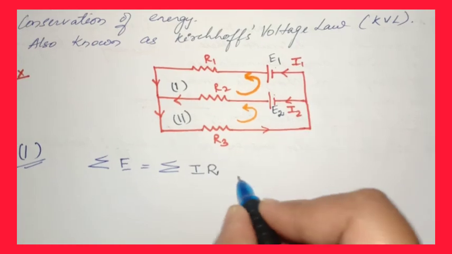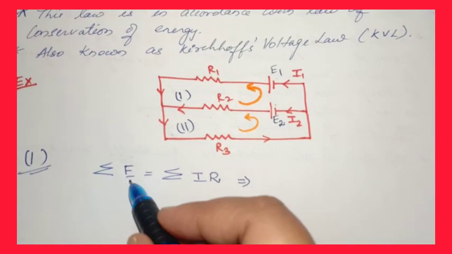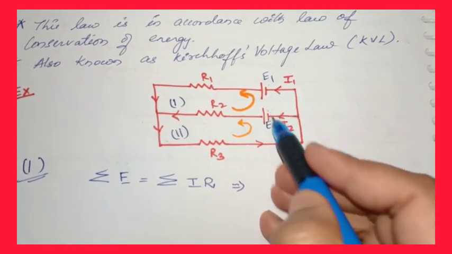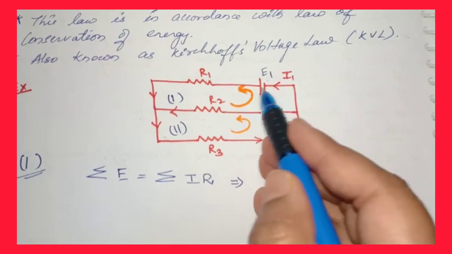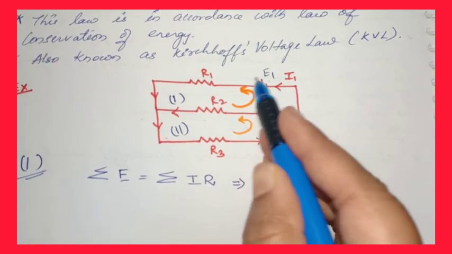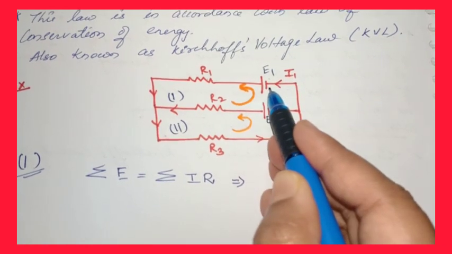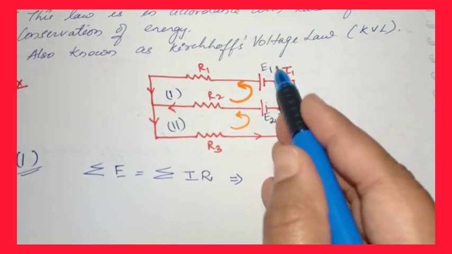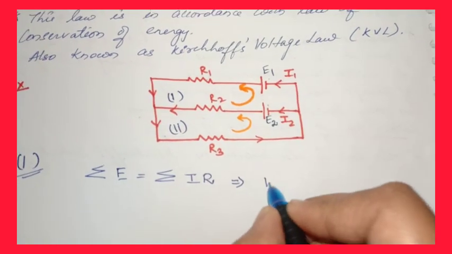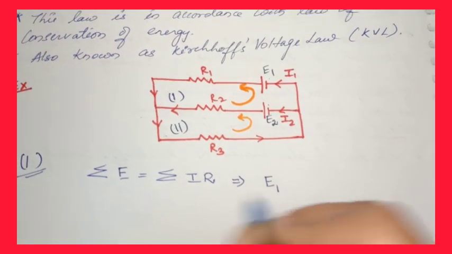So students, you can see here how many EMFs are there. There are two EMFs in the first loop. So the first loop and first EMF, my direction is from minus to plus. So this EMF E1 will be positive. So I am writing E1.